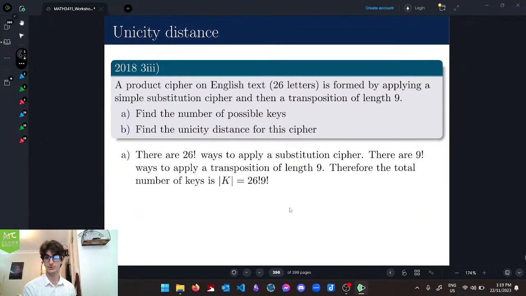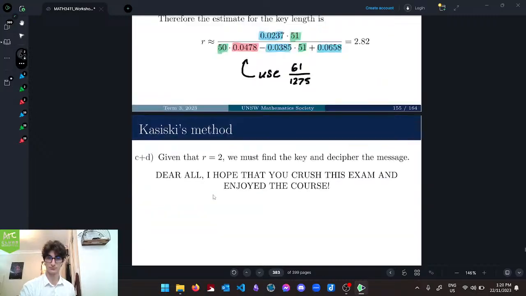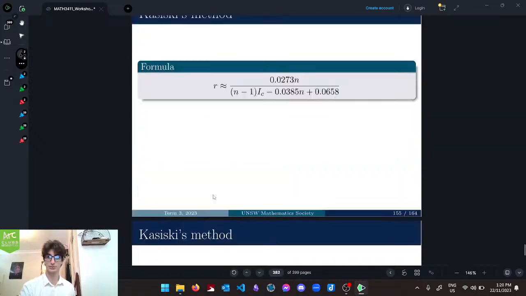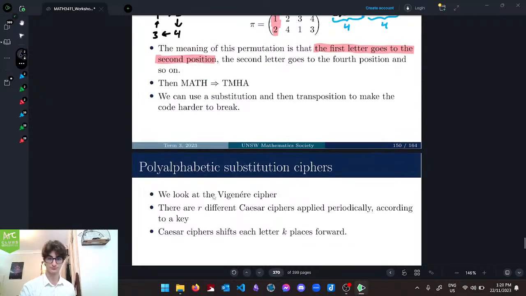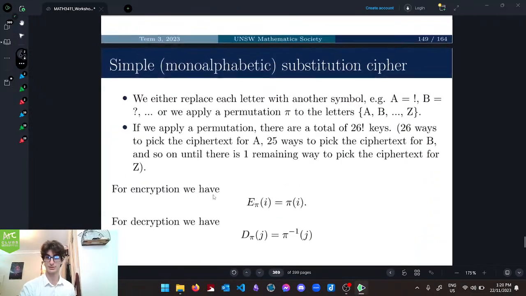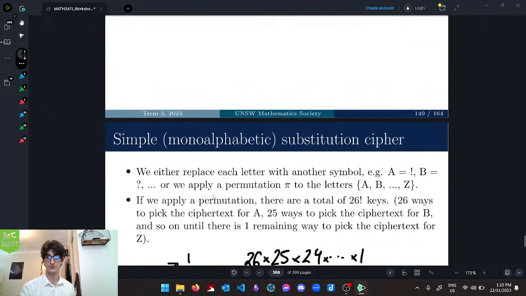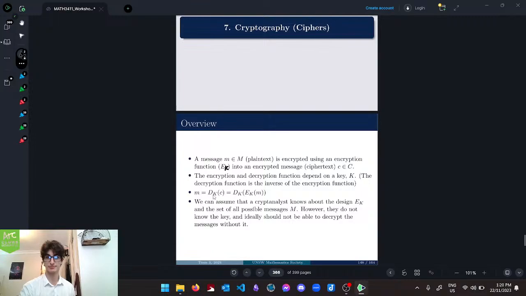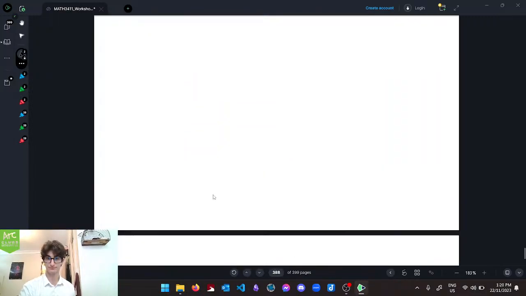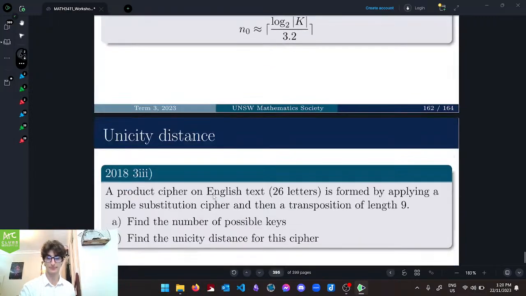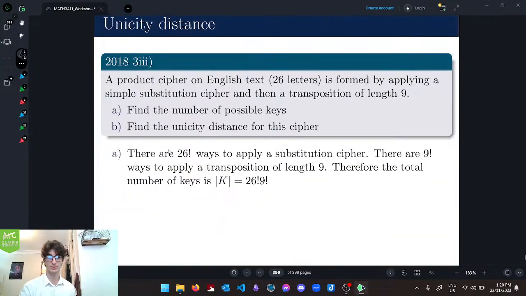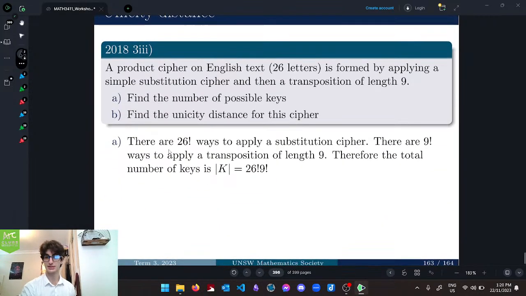There are 26 factorial. Did I get transposition mixed up? I got transposition mixed up with, let's go back to the beginning. Transposition was mixed up with permutation. So there was transposition. That's okay. We'll follow the solution. So there are 26 factorial ways to apply a substitution cipher. There are 9 factorial. No, I got transposition right. Okay, cool.